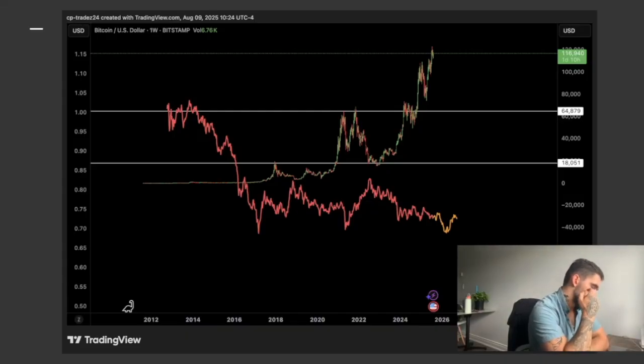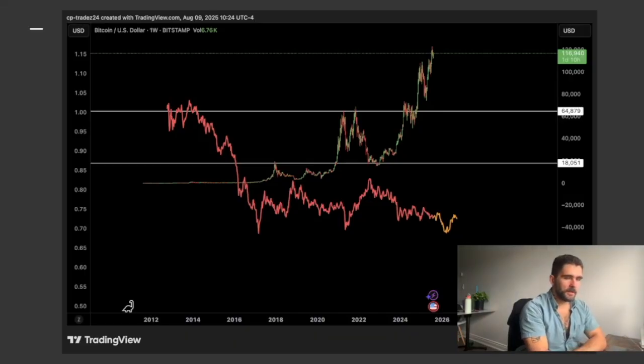Starts top left. It ends bottom right. The next one behind that is Bitcoin USD. So how many US dollars does it take to buy one Bitcoin? It starts bottom left. It ends top right.